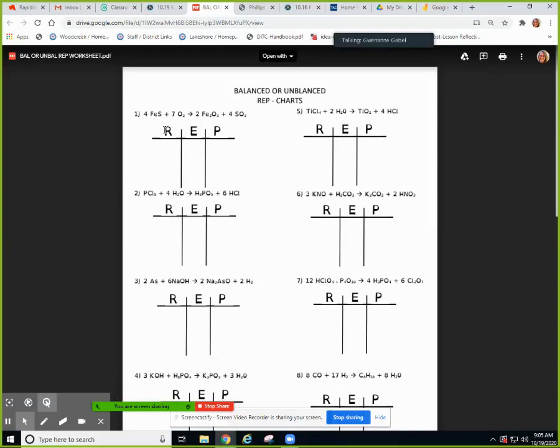Okay, so we use the REP charts to determine how many atoms of each element are on both sides to determine if the law of conservation is true. In another way, we want to know if these equations are balanced or not. R is for reactants, E is for elements, and P is for products.